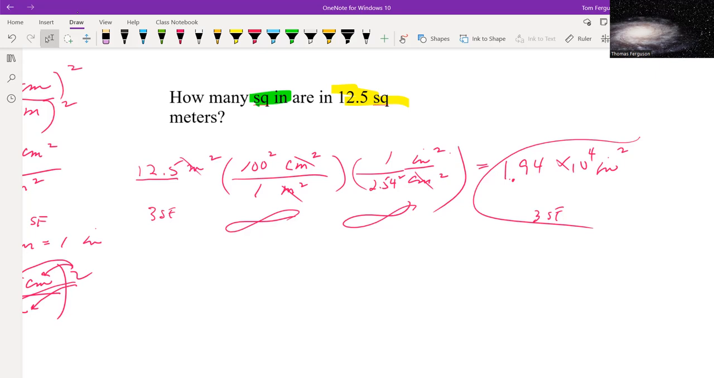This is given, square meters, so you don't square the 12.5. You have to square the conversion factors. So the linear conversion factor for centimeters to meter: you have 100 cents in a dollar, 100 centimeters in a meter.